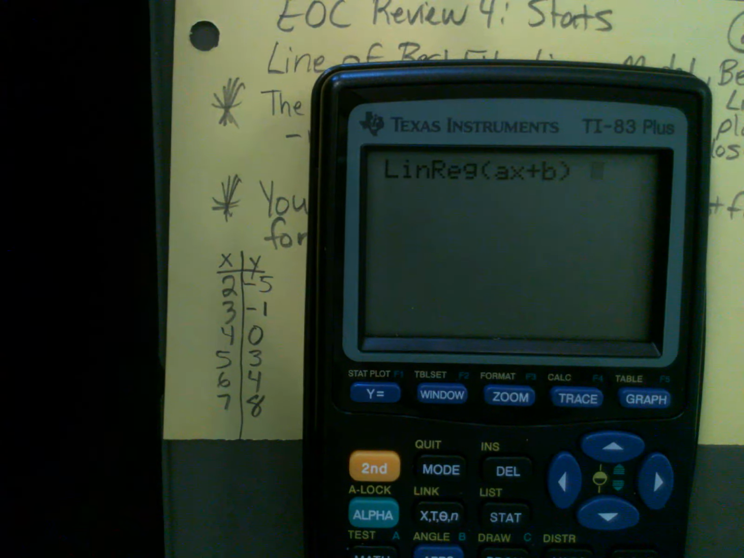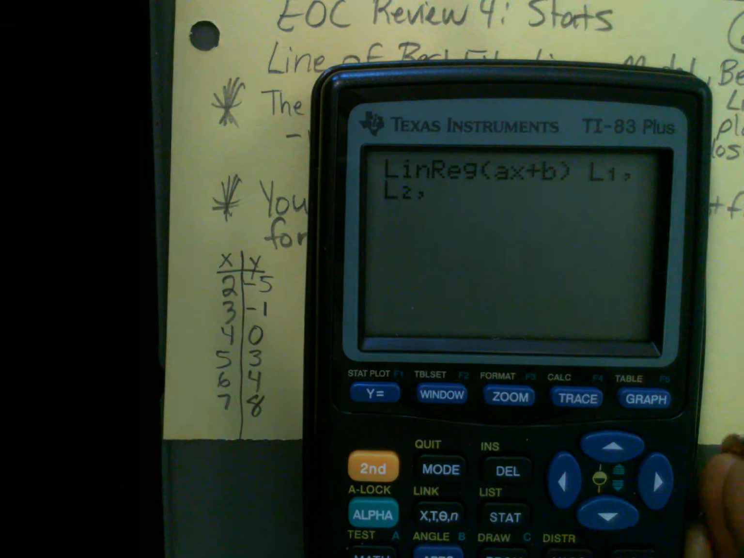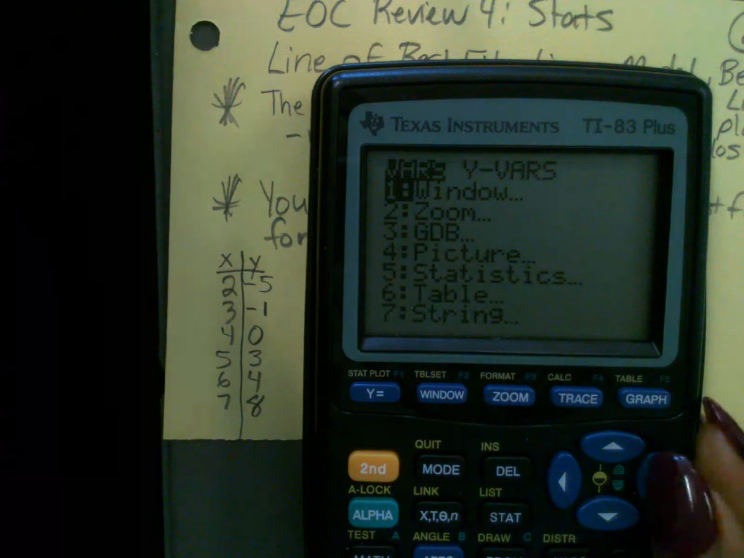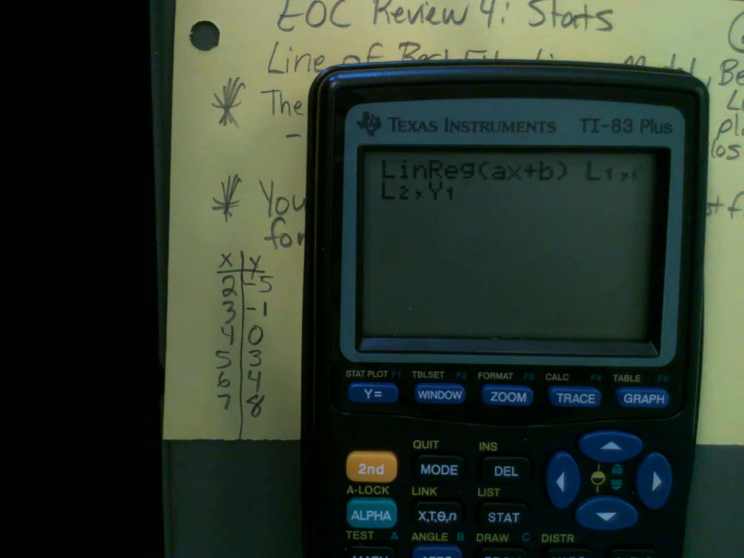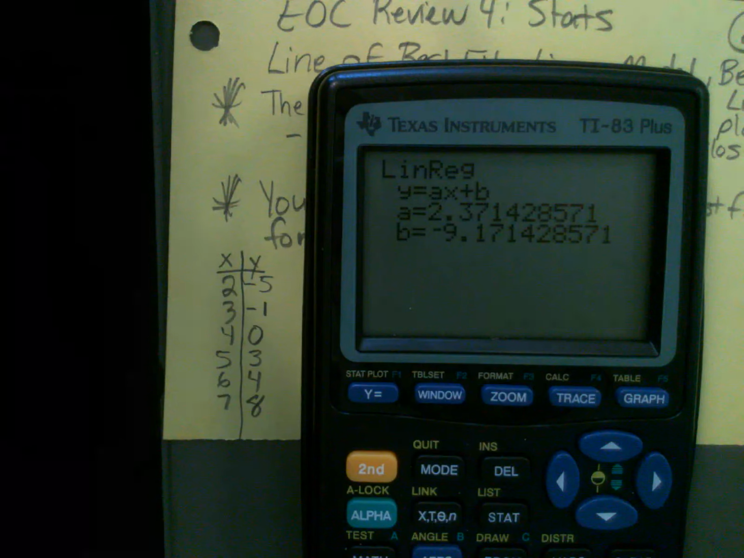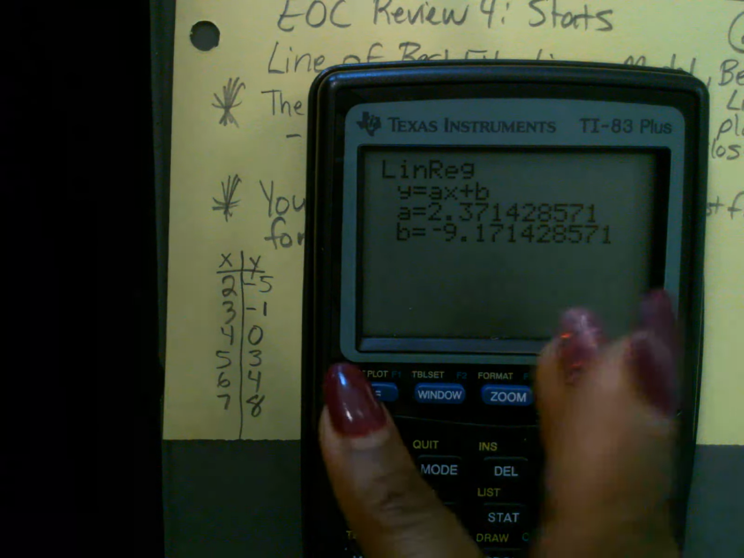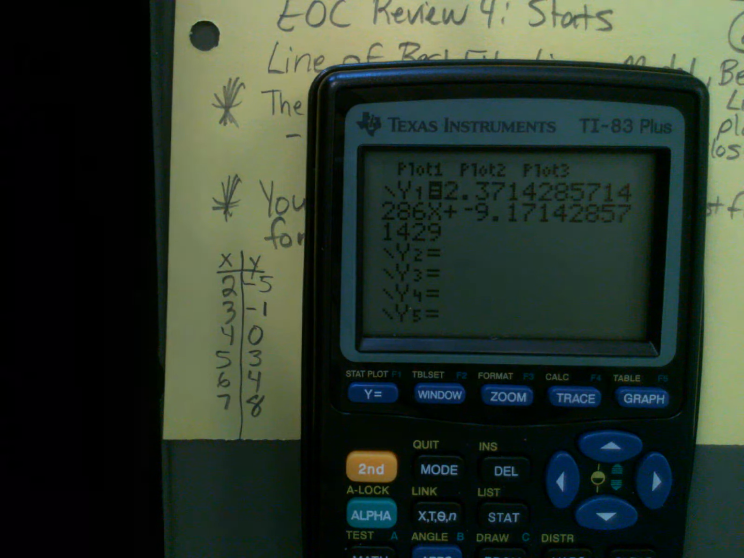Okay, so now listen. When I'm using line of best fit, I might have to use my table. So this is where I need to type in second 1, comma, second 2, comma, vars. Go over to y vars. And you're going to press enter how many times? 3 times. 1, 2, 3. Now I don't have to write that down because it's under y equals. Do you see that? Any questions?